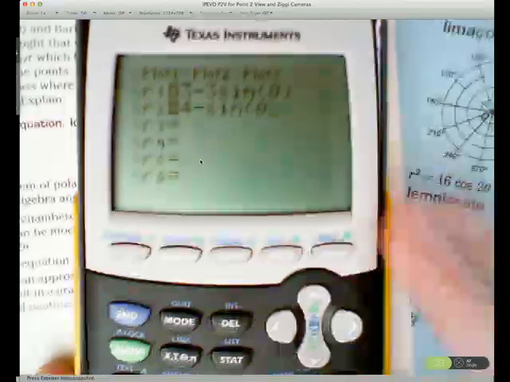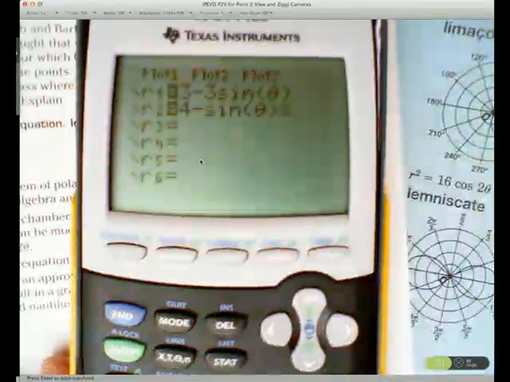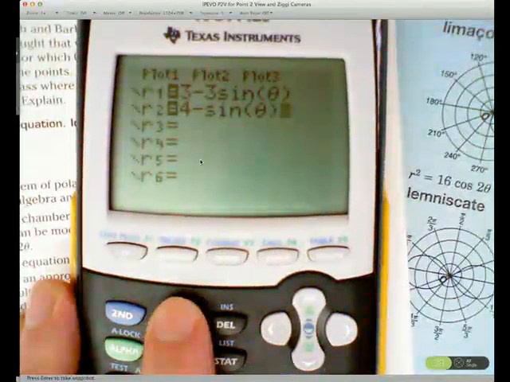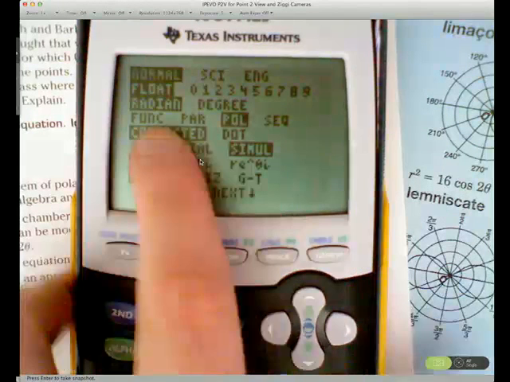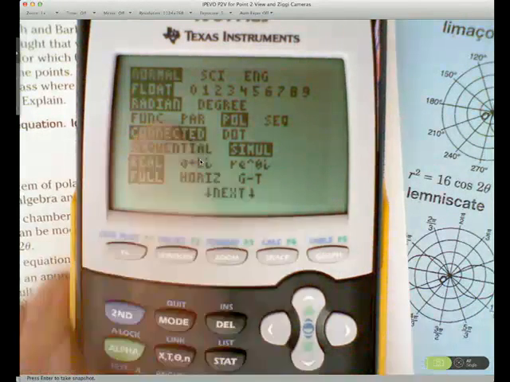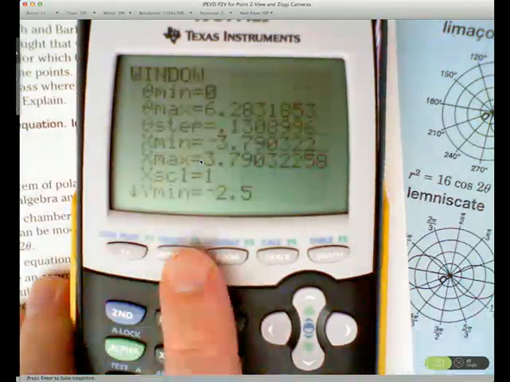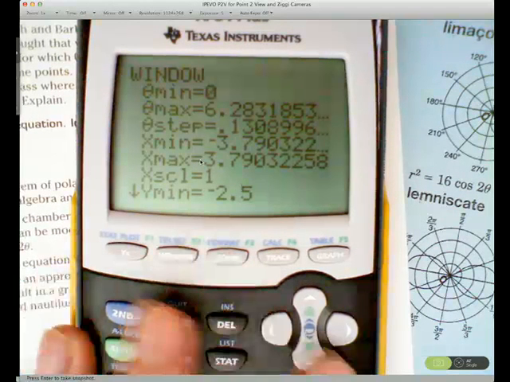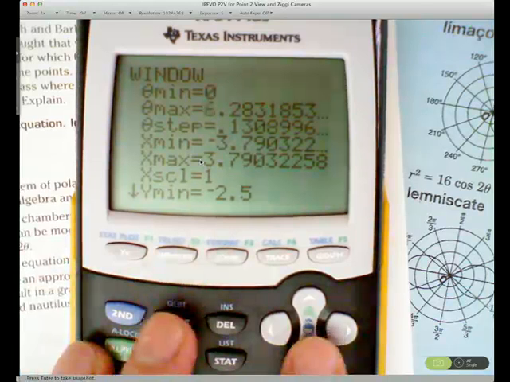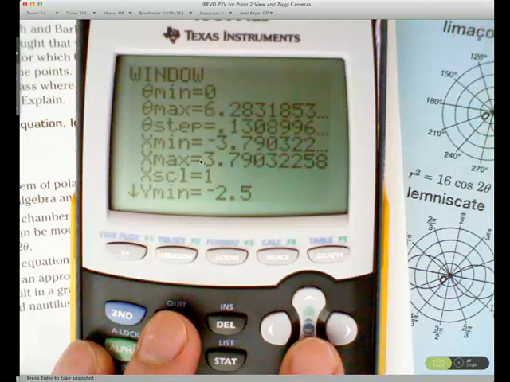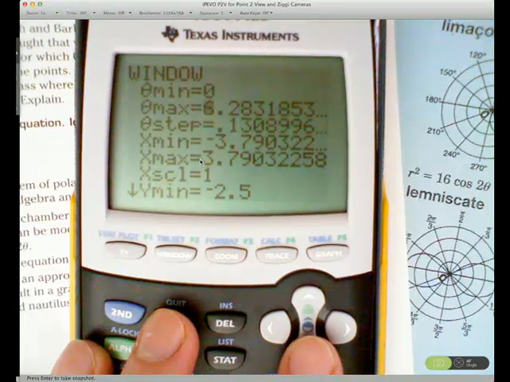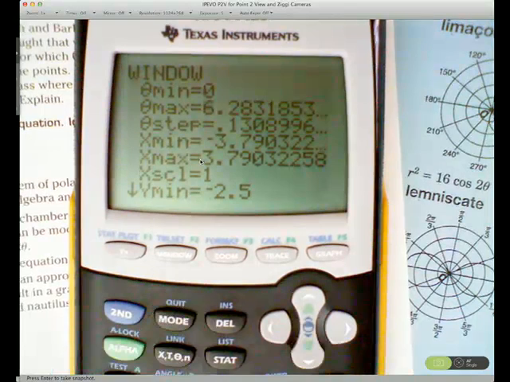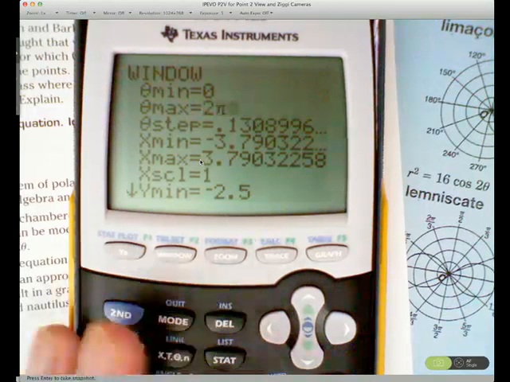And I can close that parentheses there. Now, also, just to verify, when I was in mode, I am in radians. So when I go to graph this for window, my theta values are between 0 and... earlier I'd made the mistake of having 360 plugged in, which was embarrassing. So you have to make sure that this is 2 pi when you do that.